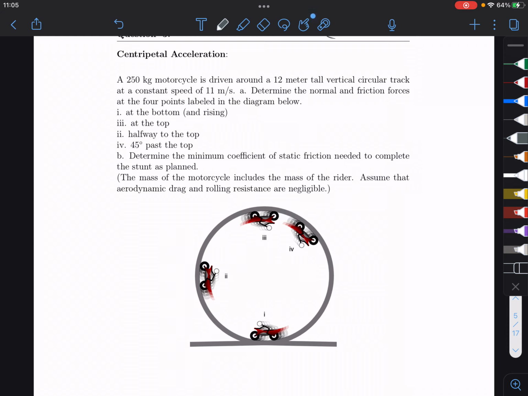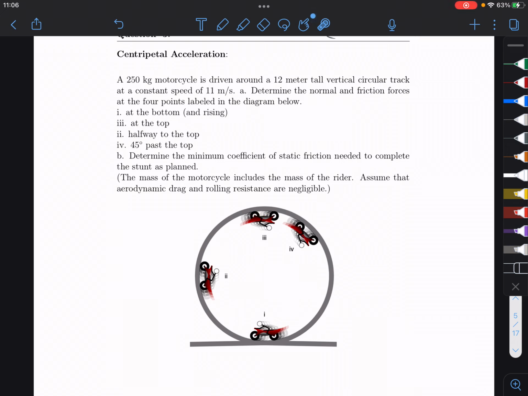Okay. So we have a motorcycle, and it's basically just driving around this loop-the-loop here. This guy is driving all the way around in a circle. We're trying to determine the normal and frictional forces at the 4 points, and then determine the minimum coefficient of static friction needed to complete the stunt as planned. So basically we're going to solve for what static friction is needed to prevent the motorcycle from slipping at each point on the circle.